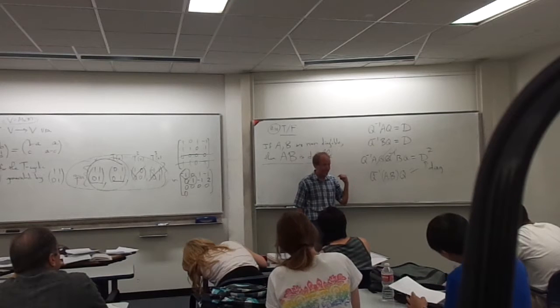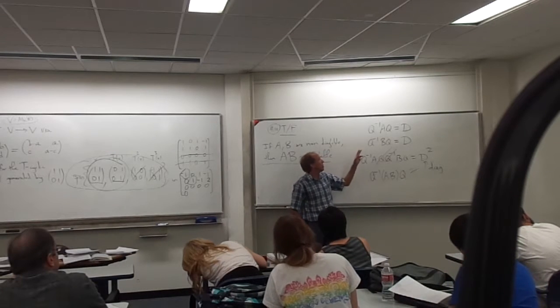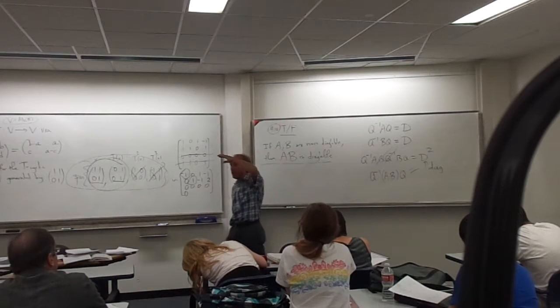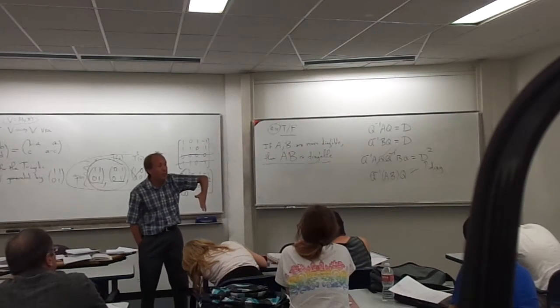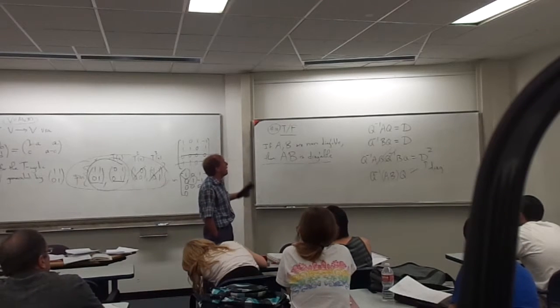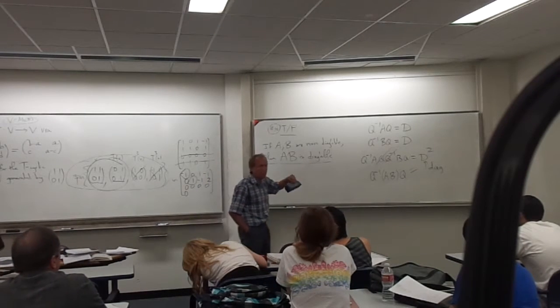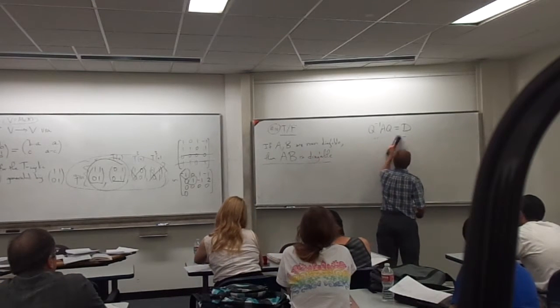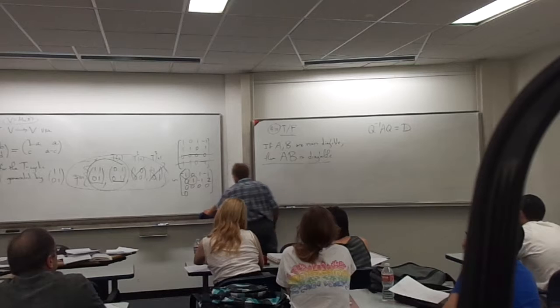Because I have used the same Q and the same D. Remember that the D are the eigenvalues going down the main diagonal, and the Q is the eigenvectors, and there's no reason that A and B would have to have the same lambdas, or Bs. So, all right, let me erase all that nonsense, which is what it was.